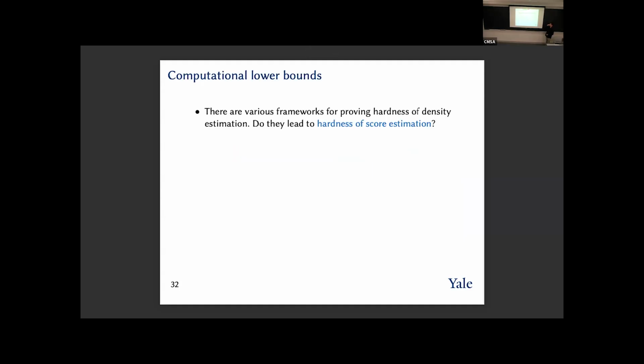Okay, so as I mentioned, the distinction between these tasks, we already knew that learning a sampler reduces to score matching. So we want to ask, now that we know that density estimation also reduces to score matching, can we prove stronger lower bounds by going through this route rather than the other route?